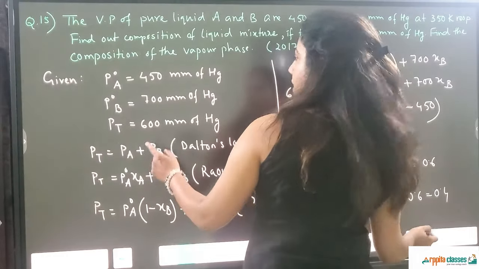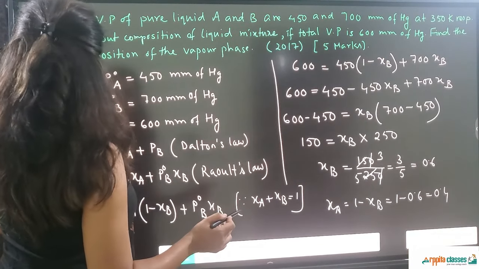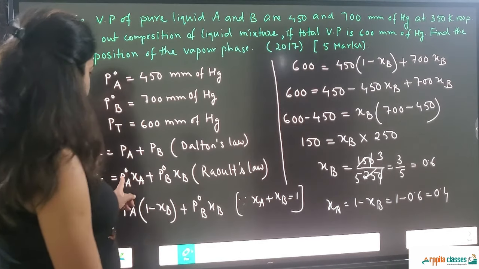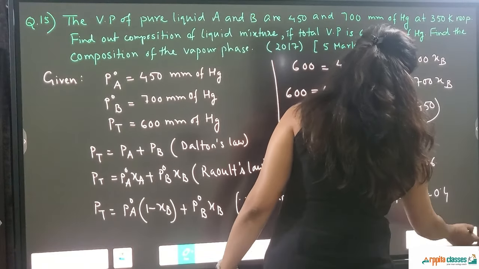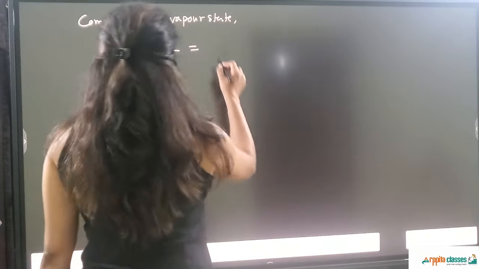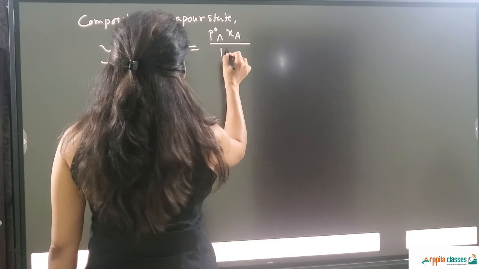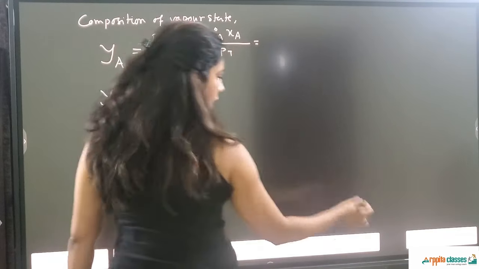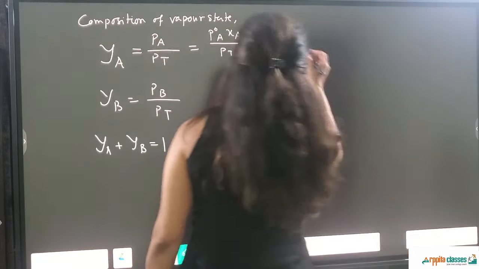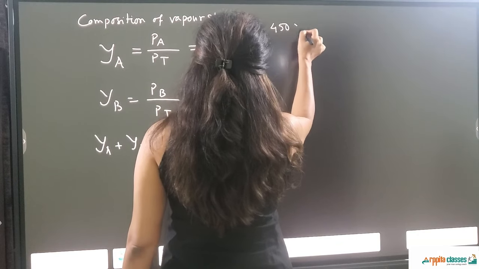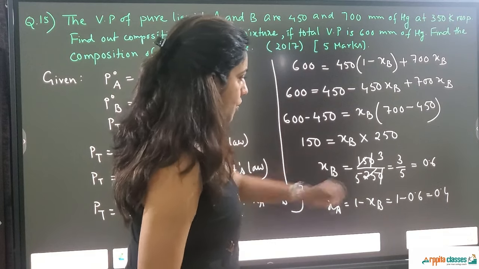In the previous part you can see PA is P naught A XA. Okay, P naught A XA. So YA is equal to P naught A into XA divided by PT. The value of P naught A is 450. So we'll write it here 450 into XA. The value of XA we got, XA is 0.4.